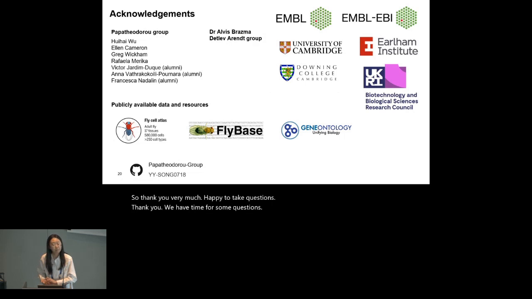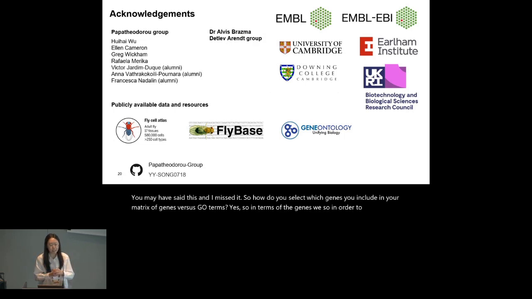You may have said this and I missed it. So how do you select which genes you include in your matrix of genes versus GO terms? Yes, so in order to do this correlation analysis, these two data sets need to have the same group of GO terms that we include. So the genes would then be those that have the annotation of these shared GO terms between the two species.